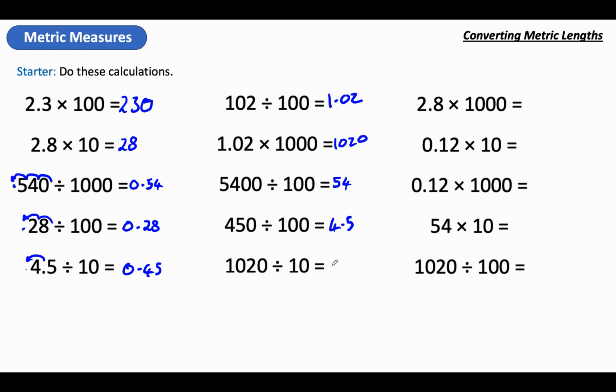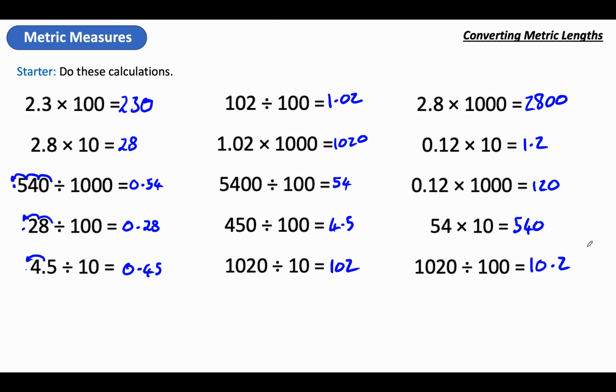1 place smaller, 102. 3 places bigger, 2800. 1 place bigger, 1.2. 3 places bigger, 120. 1 place bigger, 540, and lastly 2 places smaller, which is 10.2. You could put the 0 on the end, but again, we just don't need it there.